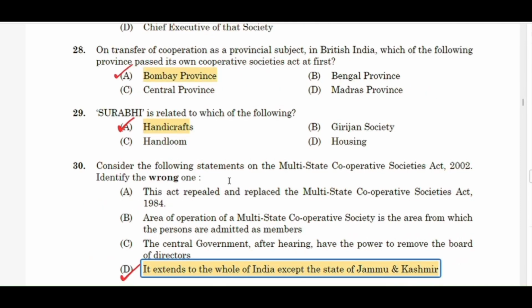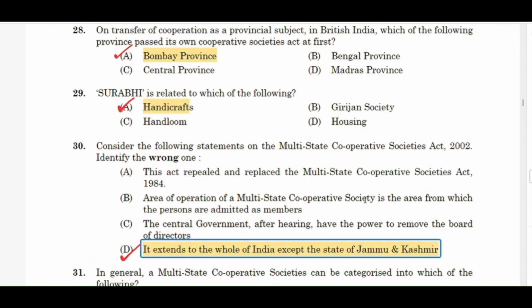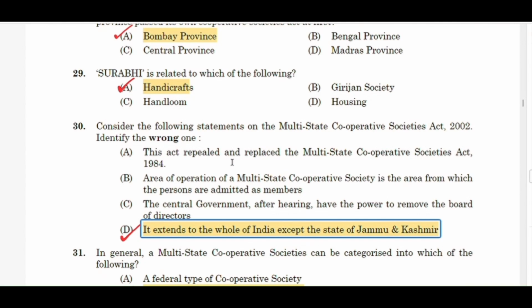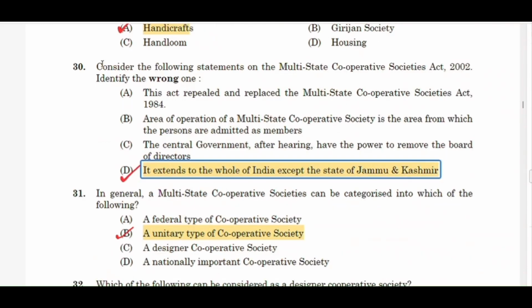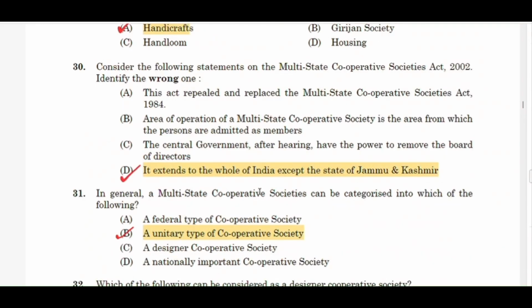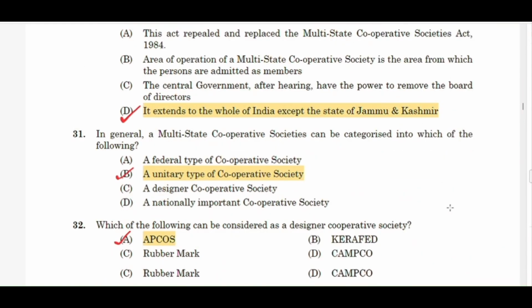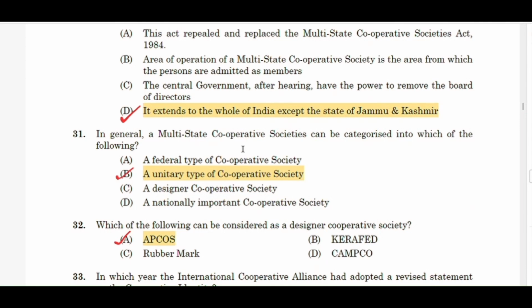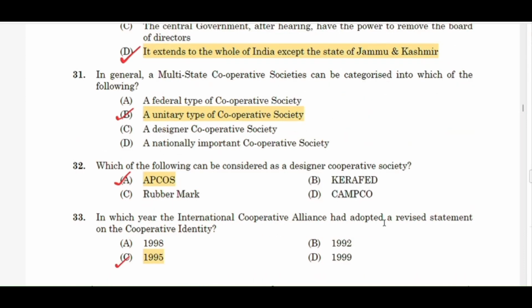Next question, Surabhi is related to which of the following? Answer is option A, handicrafts. Next question, consider the following statement on the Multi-State Cooperative Societies Act 2002. Identify the wrong one. Answer is option D, it extends to the whole of India except the state of Jammu and Kashmir. In general, a multi-state cooperative societies can be categorized into which of the following? Answer is option B, a unitary type of cooperative society.